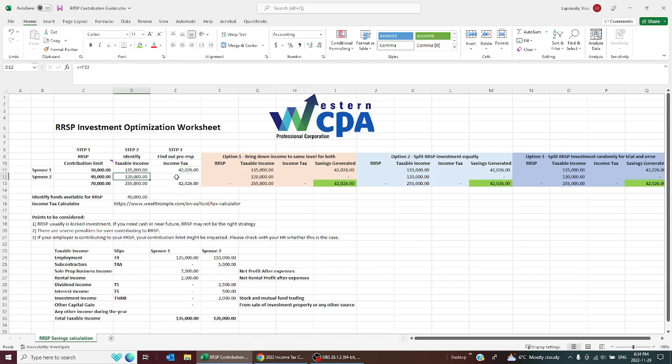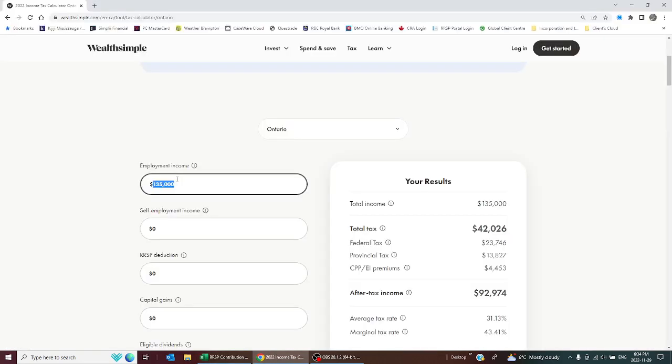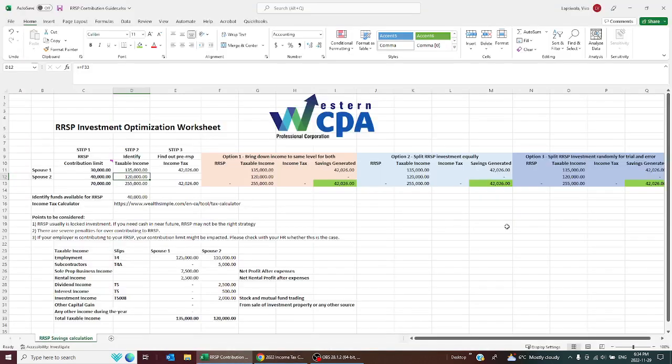Now, the second spouse is at $120,000. So we're going to find out how much he or she is paying. The second spouse is paying $35,515 total tax. So we're going to put this here, 35,515. So the total tax you're paying as a family is $77,541.